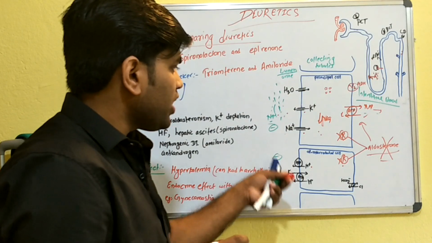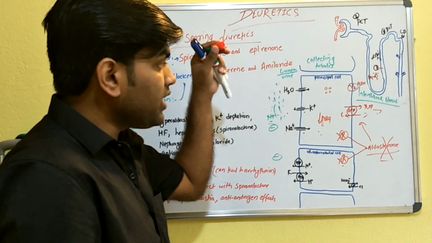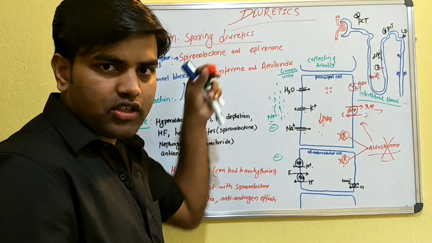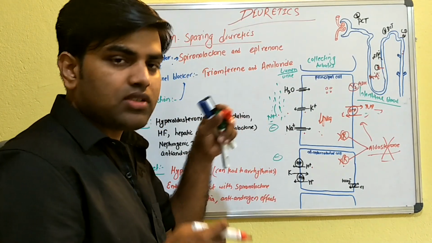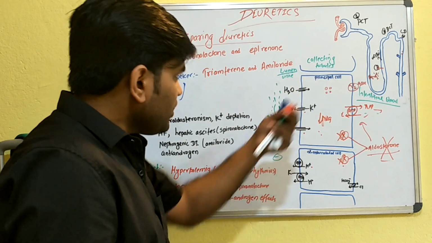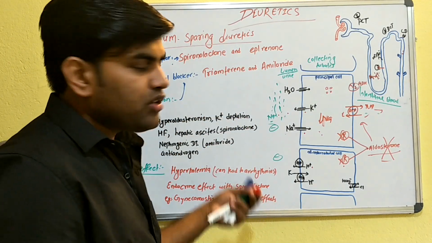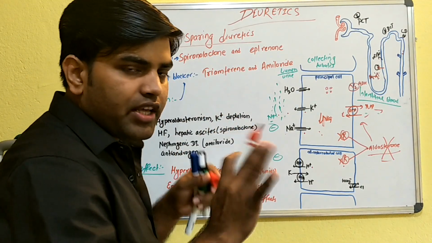However, these are known as low ceiling diuretics. They have very low power. High ceiling is the furosemide group of diuretics, medium is the thiazide group of diuretics, and low ceiling is the potassium sparing diuretics. Potassium sparing means it is sparing the potassium.